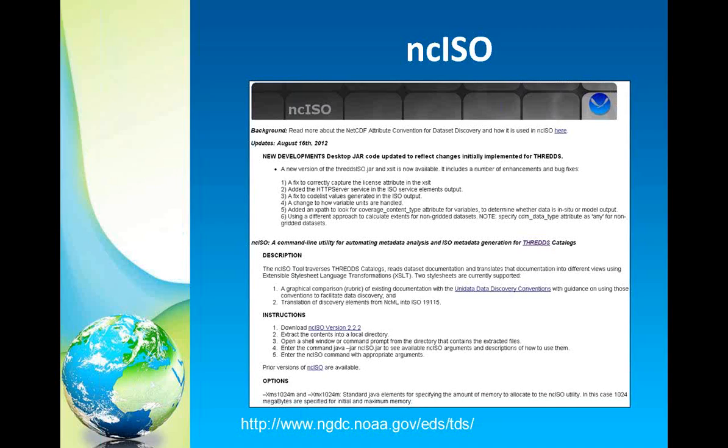Two style sheets are currently supported in NCISO. First is a graphical comparison or a rubric of the existing documentation with the Unidata data discovery conventions, with guidance on how to use these conventions to facilitate data discovery. And the second aspect of the NCISO tool is the translation of discovery elements from the NCML into the ISO 19115.